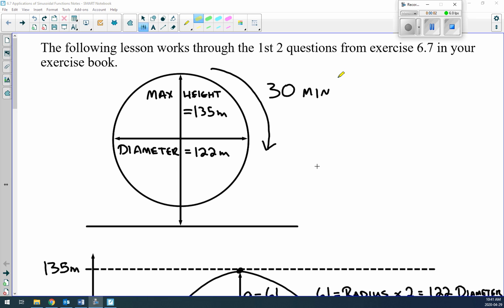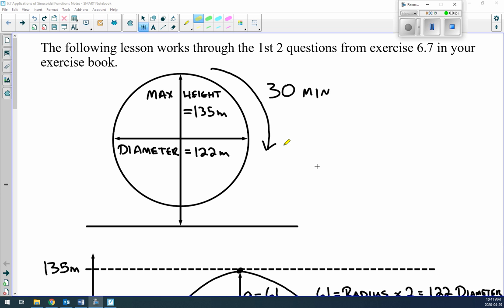Grade 12 Pre-Calc 6.7, applications of sinusoidal functions. This is everybody's favorite: word problems. These two examples come from your exercise book, 6.7. We're talking about question 1 and question 2, so you can take a look at those.